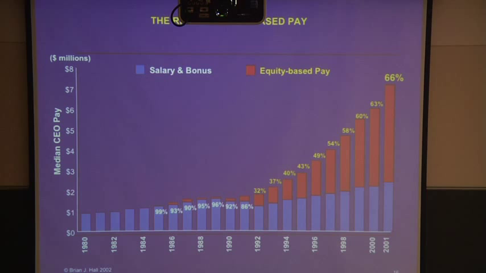Now, how does this relate to institutional corruption? Well, equity-based pay remains high for a whole variety of reasons, not the least of which is that it supposedly gets a synthesis between the interests of managers and the interests of stockholders. It means they're both interested in the same things. You would say, well, why wouldn't they be? After all, the shareholders hire these guys.